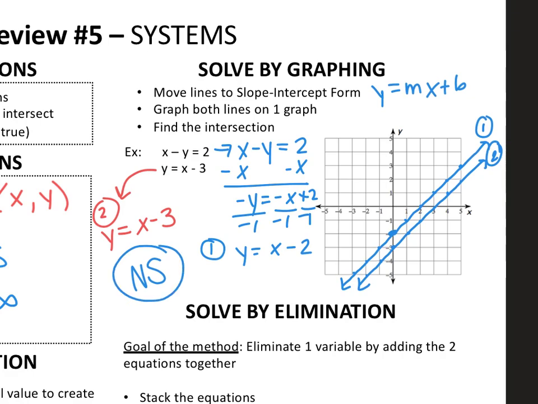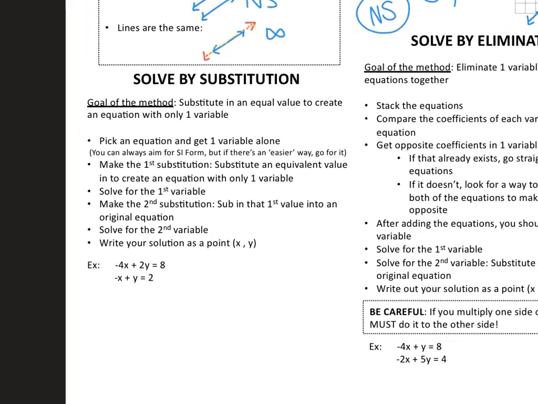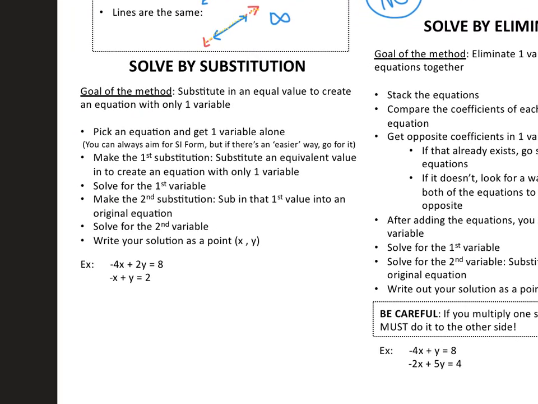A second method is to solve by substitution. The goal of this method is to substitute in an equal value to create an equation with only one variable. You want to think about what the word substitution means in real life, like a substitute teacher, or you put in a sub in a soccer game or some sort of sporting event, and when you do a sub, something subs in for the exact same value.